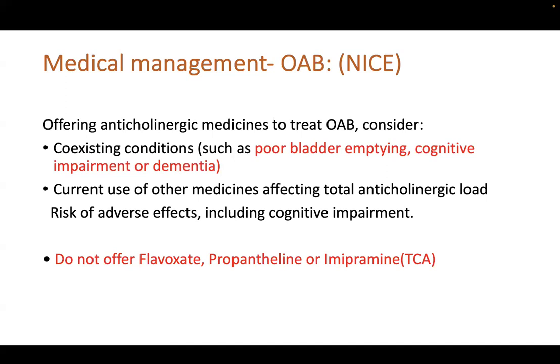So before offering the medication, we have to check whether the patient is taking any other anticholinergic medication. In that case, there is a higher risk of adverse effects, including cognitive impairment. And we will check whether the patient has any coexisting conditions like poor bladder emptying and cognitive impairment or dementia. And you may get a question from this: the patient comes with urinary incontinence and the patient has cognitive impairment. So it will give you a clue for the diagnosis. So what will we not offer to this patient? Flavoxate, propantheline, or imipramine.